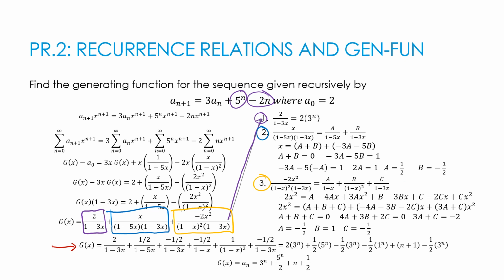So I did whatever I could to replace values, and then I just combined like terms. And so when I get to the end, here is my very, very final solution. If I need to find the coefficient a sub n, I'm taking 3 to the n plus 5 to the n over 2 plus n plus 1/2.